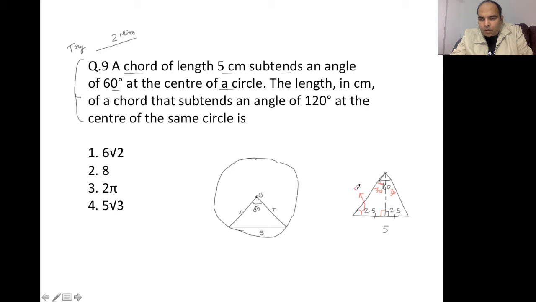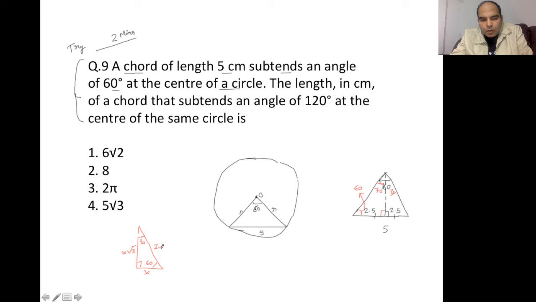Now we know about the 30, 60, 90 triangle, that any 30, 60, 90 triangle has the property that the side opposite 30, if it is x, the side opposite 60 would be x root 3, and the side opposite 90 would be 2x.